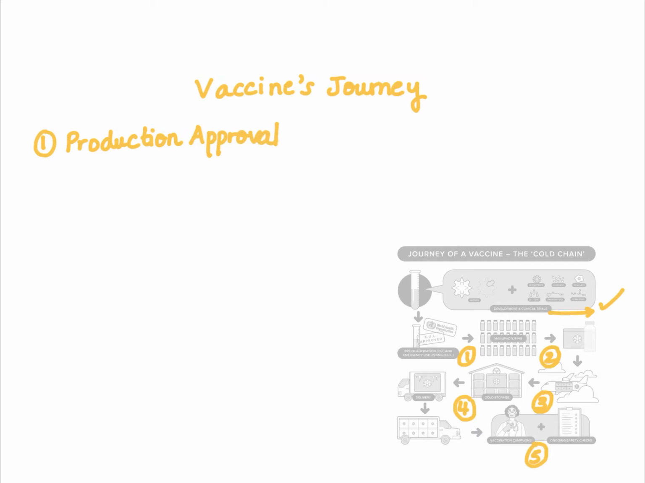Once it has reached pre-approval stage following the clinical trials, the vaccine is assessed by the relevant regulatory bodies such as the FDA for compliance with quality, safety, and efficacy. Following approval, manufacturers can submit a vaccine to the World Health Organization for pre-qualification. This is another assessment process to ensure quality, safety, and efficacy.